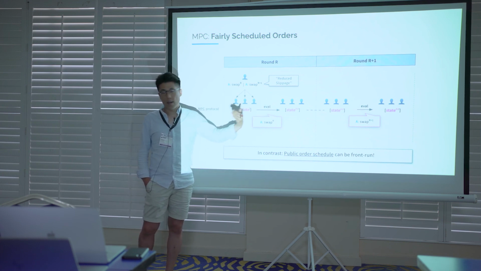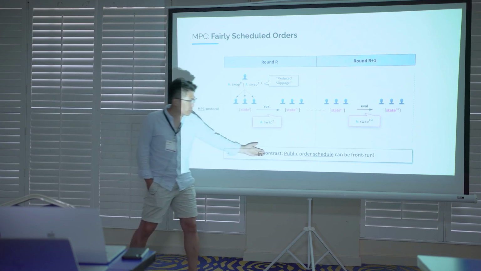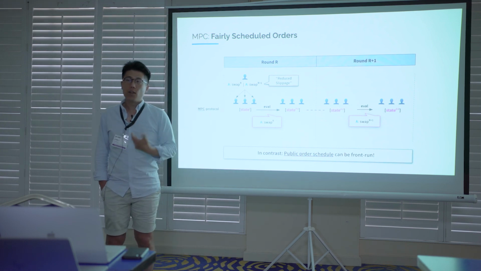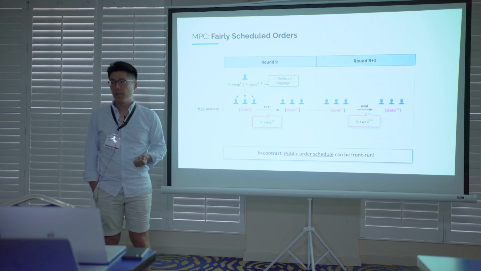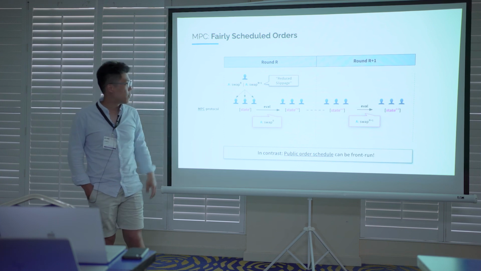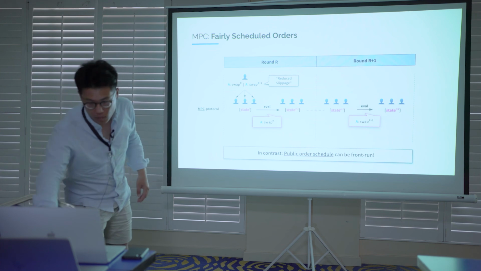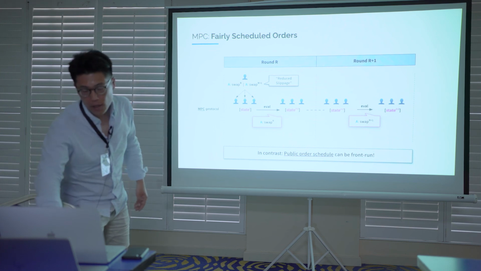This could occur over n rounds. In contrast, if the order schedule input by the user were public, then that can obviously be front run, because that can be seen. The adversary sees when an order is scheduled. So this is just to motivate the necessity for private state in DeFi.